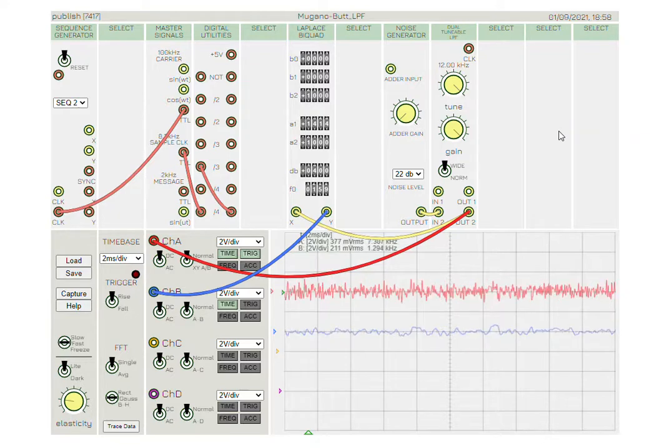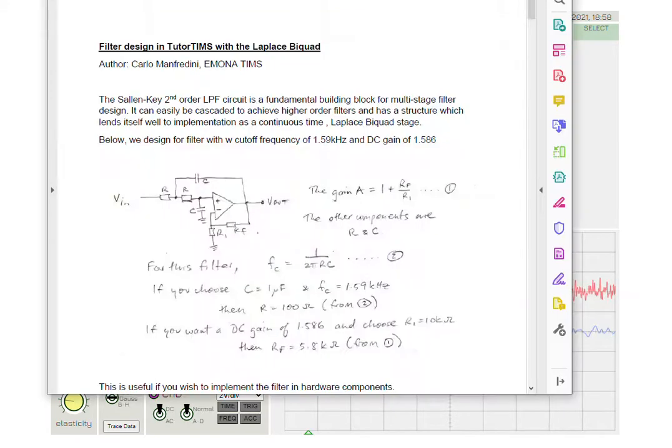In this example, we're going to have a look at how Sallen-Key filter design of a low-pass filter can be implemented by analysing the transfer function and using the TutorTIMS Biquad Laplacian continuous time module. First of all, let's have a look at the mathematics.